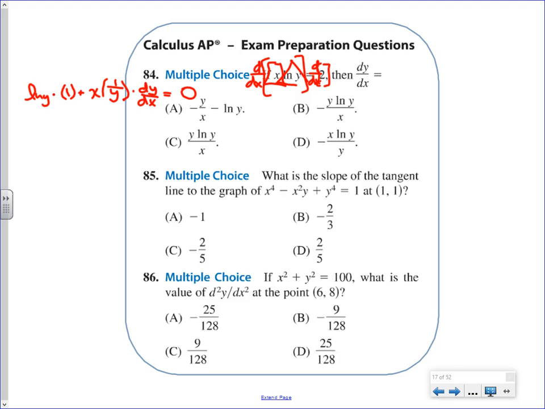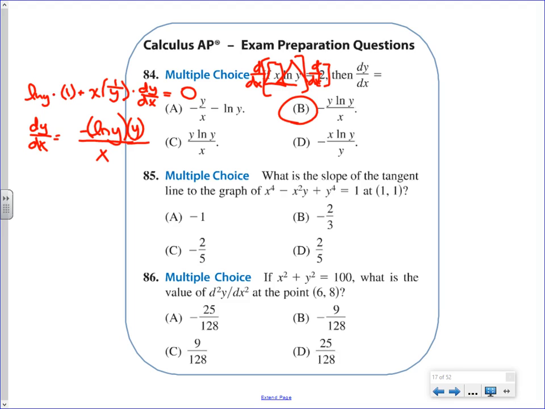Then we end up with, did you guys subtract the ln y to the other side? Yeah. Nice. So you get negative ln of y. You can divide by x. You can multiply by y, right? And we end up with, does it match anything? B. There we go. Number 85.